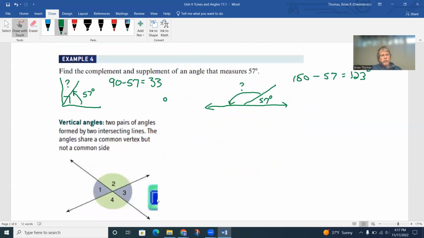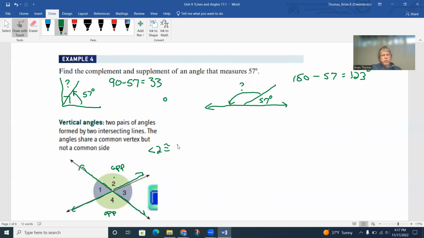Another special pair of angles we have are called vertical angles. Vertical angles are formed when two lines intersect. They are the angles that share a common vertex, but not a common side. A lot of times we'll call them opposites of each other. Notice how angle 2 and angle 4 are opposite each other. Angle 2 has these two sides, angle 4 has these two sides. They don't actually share a side. So we call those opposite angles, and angle 2 and angle 4 would be equal.